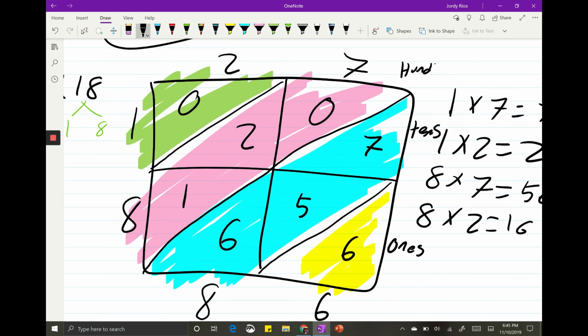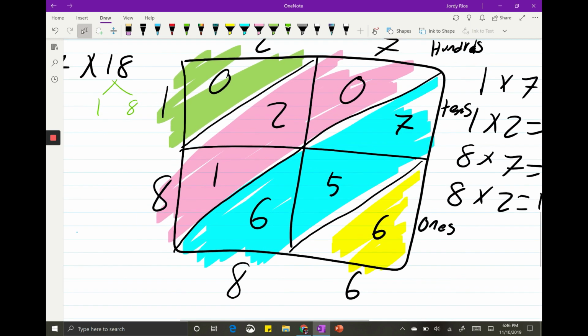Then in my hundreds, 0 plus 2 plus 1, that is 3. Oh, sorry, I forgot to add the 1. So 7 plus 5 plus 6 is 18. I added the 8 there, and I did forget to add the 1.